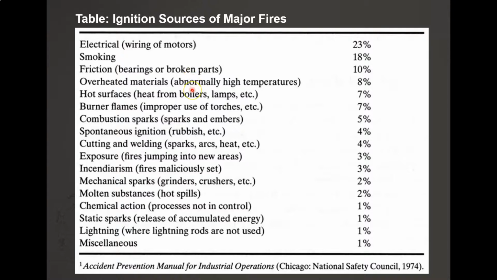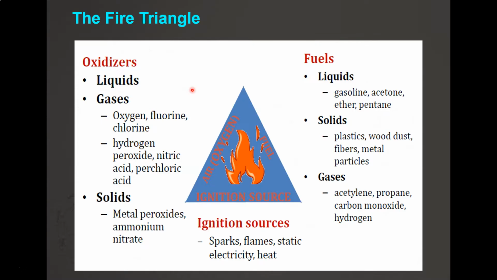Therefore, what we can conclude is, for the fire triangle, what you can prevent is this part. You can prevent these ignition sources, as oxidizers and fuels are usually chemicals that are already inside the facility.